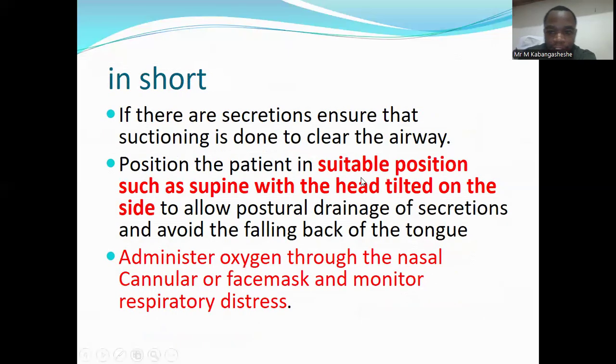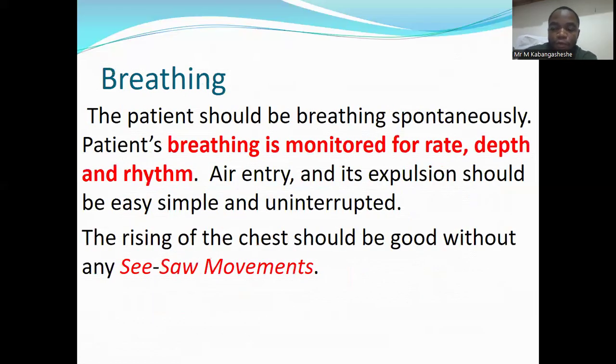So here we're saying the head tilted to one side and extended. The patient can be in supine position, lying on their back. In an instance that the tissues are not receiving an adequate amount of oxygen, then we can administer O2. Breathing: you have to monitor the rate.